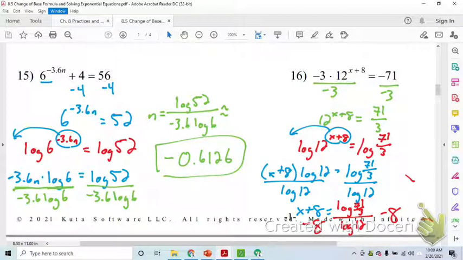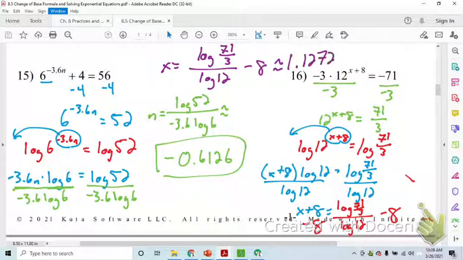So what you're going to do on this one is you're going to type this into your calculator. Log 71 over 3. You're going to take that number, divide it by log of 12, hit enter, subtract 8 from it, and you should end up with approximately, and this is x equals, 1.1272. Okay, and that's exactly what you're going to end up with. Or something, oh, sorry, that's wrong. That's wrong. It's not that one, I promise. It's going to be approximately negative 6.7267. Gotta make sure of that one.